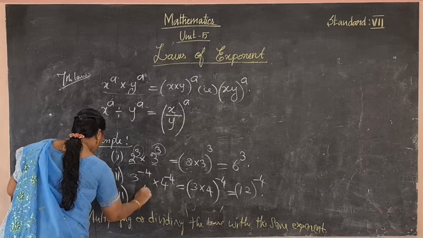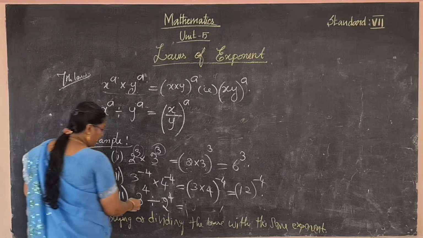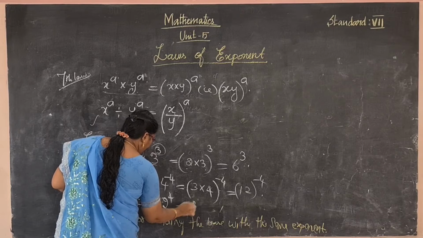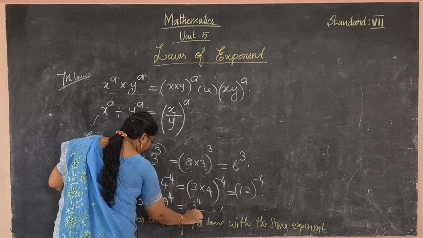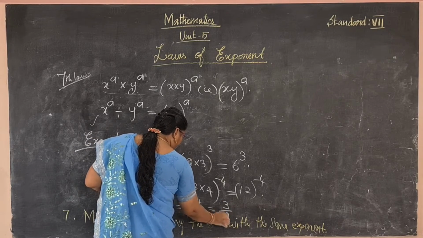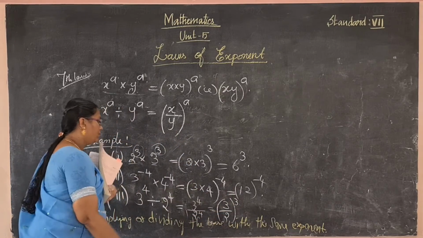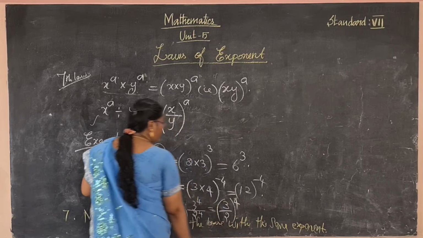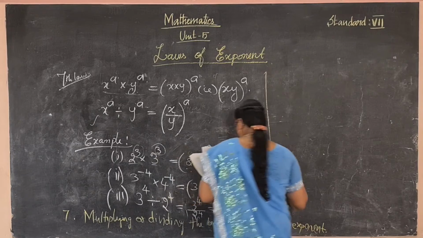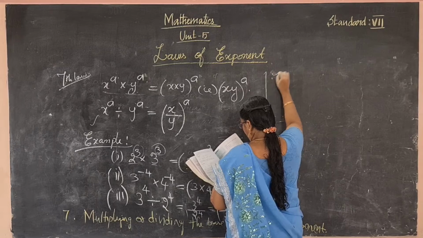3 power 4 divided by 2 power 4. Okay, so it can be written as the second one. How can you write 3 power 4 by 2 power 4? It can be written as 3 by 2, the powers are same, so we take it commonly and write the power 4. Okay, that's it. And next one of the example.